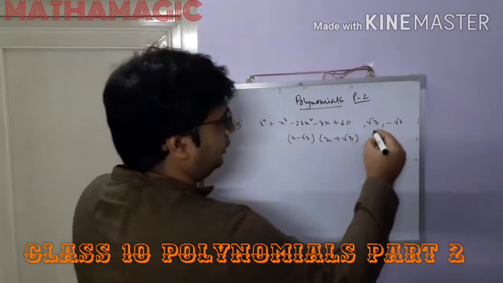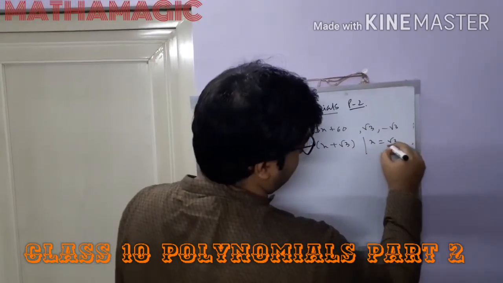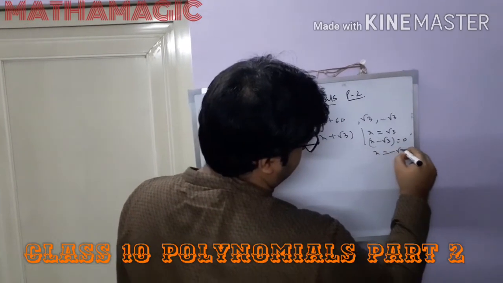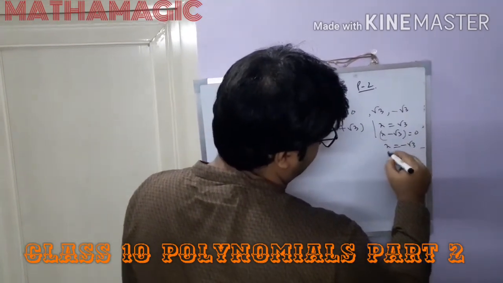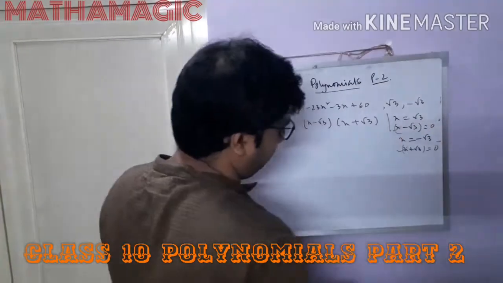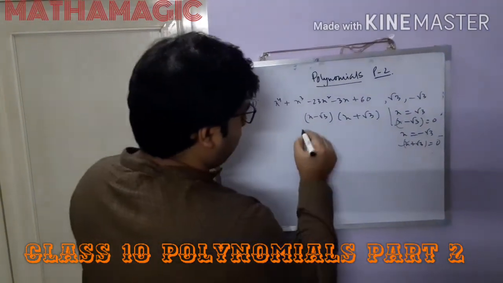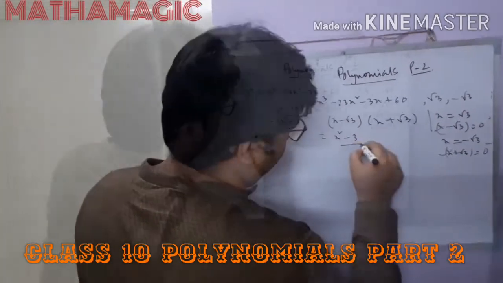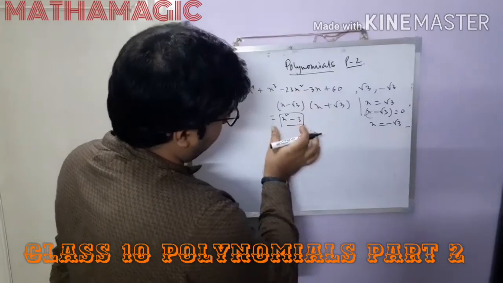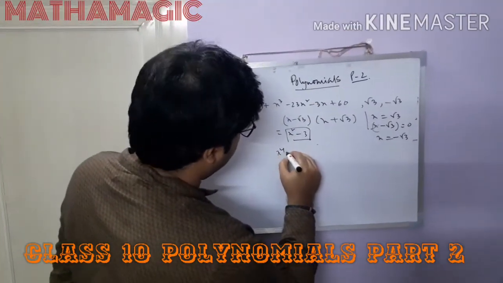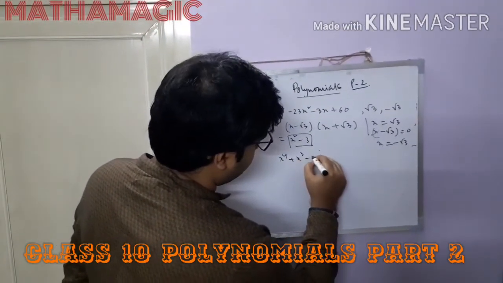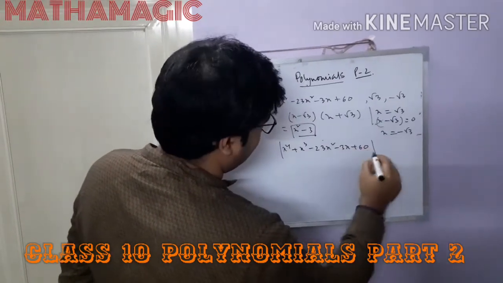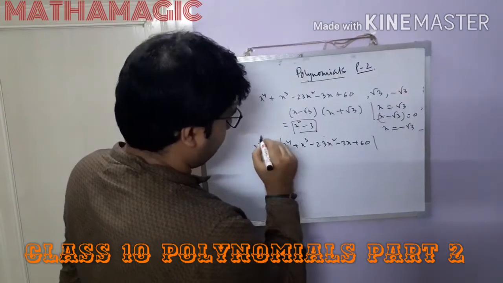For x minus root 3, we are doing x equals root 3, so we get x minus root 3 equals 0, and we are doing x equals minus root 3, so we get x plus root 3 equals 0. That is why we say this and this will be the factors. Now if we multiply these two, it is a plus b into a minus b, so it will be x squared minus 3. We have to divide this particular polynomial with this one. So we will write x to the power 4 plus x cube minus 23x square minus 3x plus 60 divided by x square minus 3.